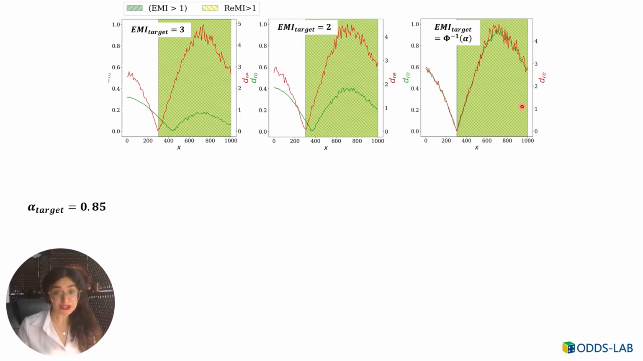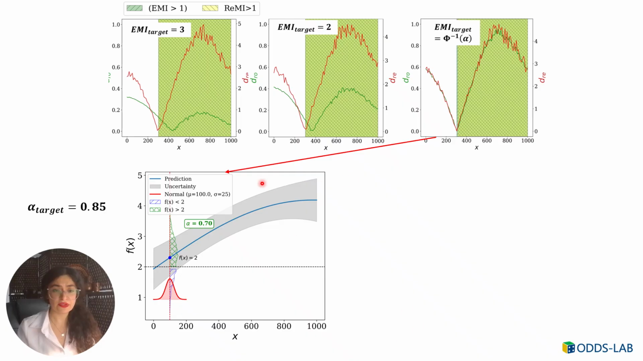Here I want to demonstrate my claim that wherever I have ReMI values bigger than 1, the design is reliable for the desired reliability index, and wherever the ReMI term is smaller than 1, the design is not reliable. So I take one of the design points in the area where ReMI is smaller than 1, and I calculate the reliability index for the target of f(x) equal to 2, which is the desired target.